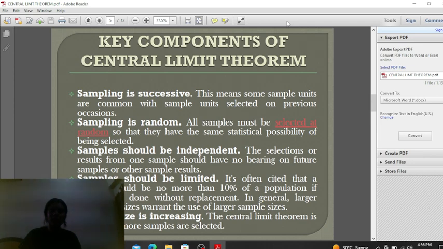And the last component is that the sample size is increasing. The central limit theorem is relevant as more samples are selected, so the sample size is increasing.